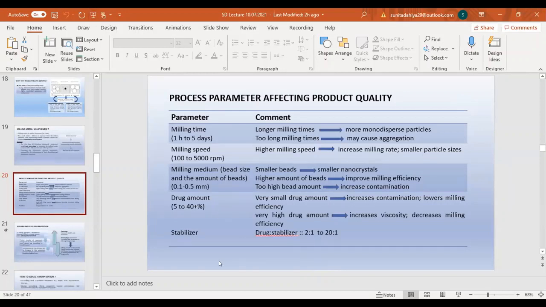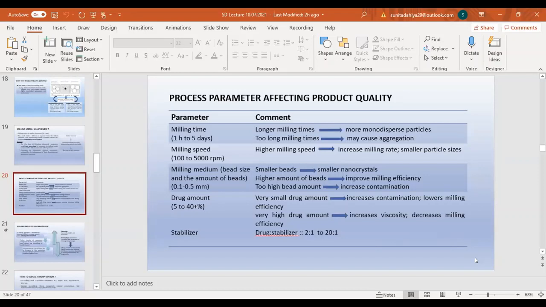Drug amount from as small as 5% up to 40% can be loaded in the milling chamber. If you use a very small drug amount, it may increase contamination and it lowers the milling efficiency. And if you use a very high drug amount, it increases the viscosity. The viscosity of the liquid nanosuspension will become very high, and because of higher viscosity, the milling efficiency can also be decreased.